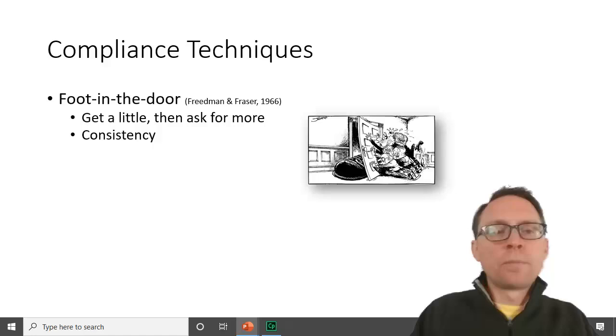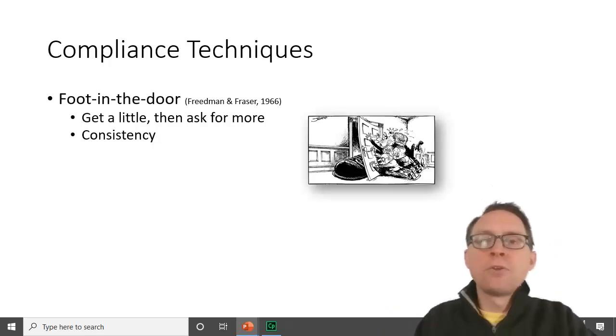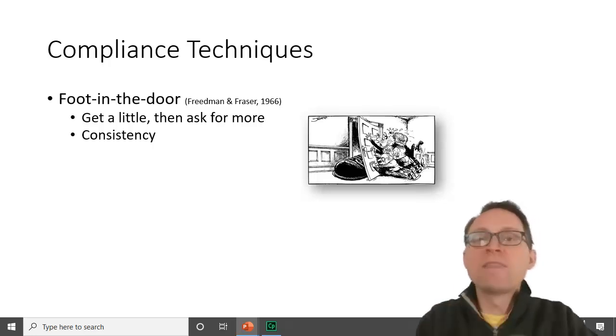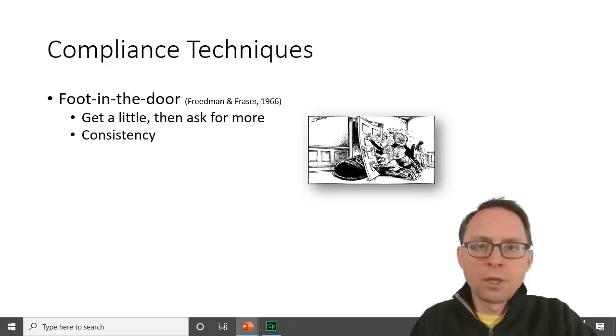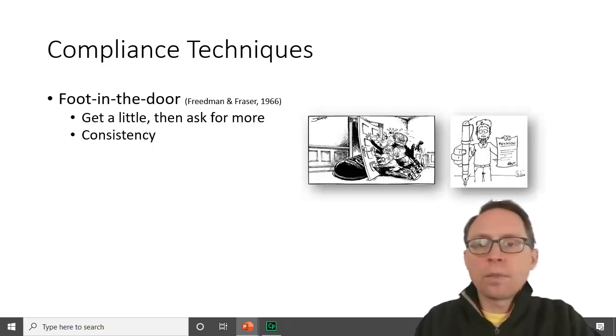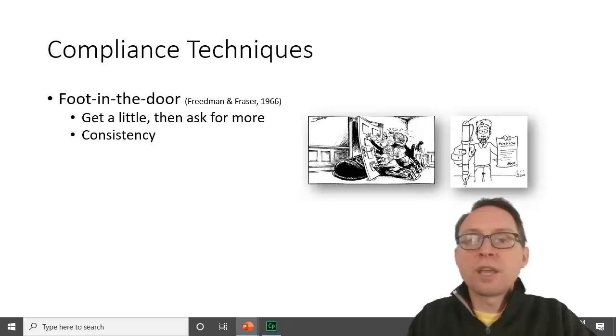Compliance techniques, let's do some more. Foot in the door. So foot in the door is almost the opposite of the door in the face. In the foot in the door, I ask you for something small that you're almost certain to say yes to, and then I ask you for what I want. So for example, the study done on this one was a study about people signing a petition and then being asked to actually donate money.